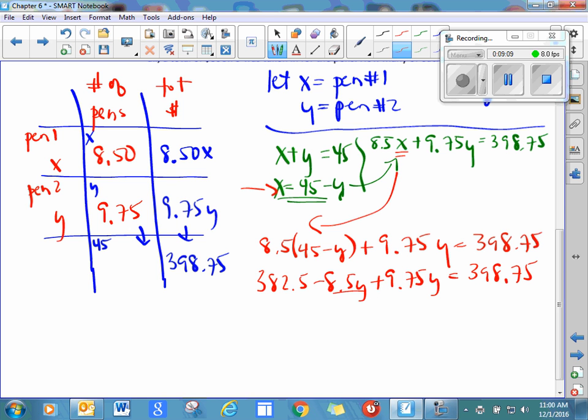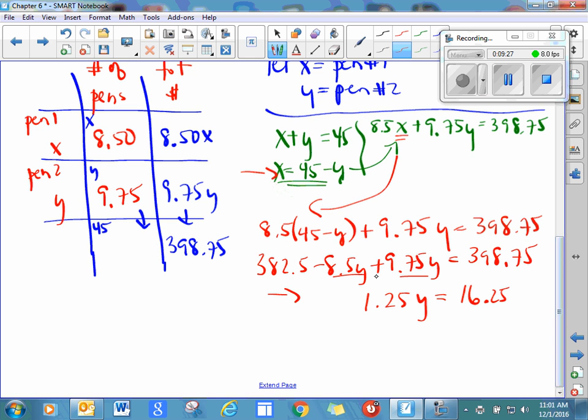So I'm collecting these like terms over here, and I'm subtracting the 382.5 from both sides, and I end up with 1.25y equaling 16.25. I was afraid I'm running out of room, but you can add an extra step or 2 in here. That would be what I would expect to see on a test or quiz. Dividing, and you end up with y equals 13.